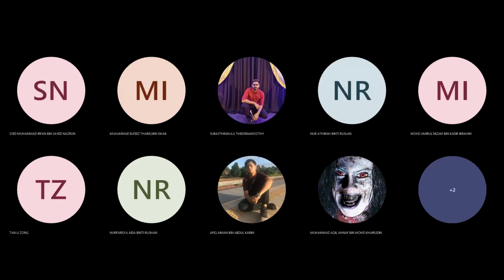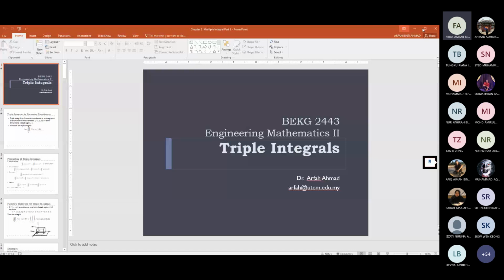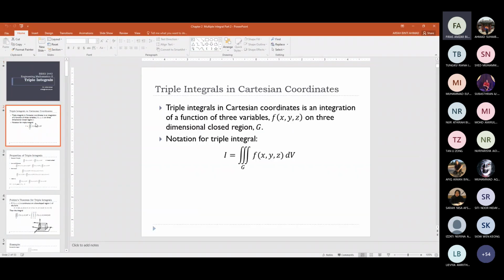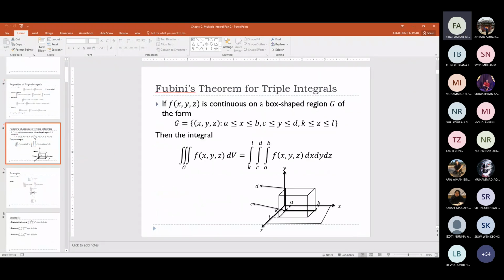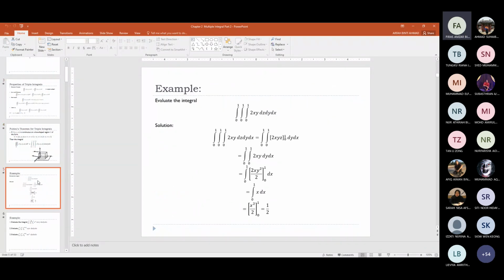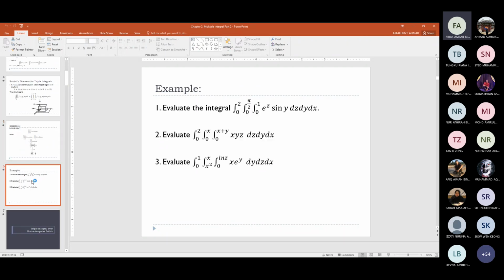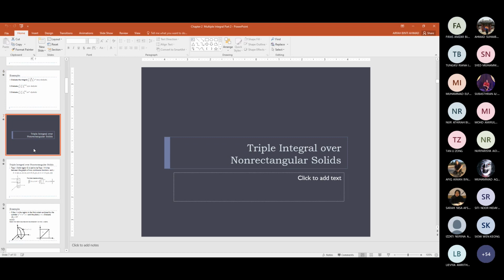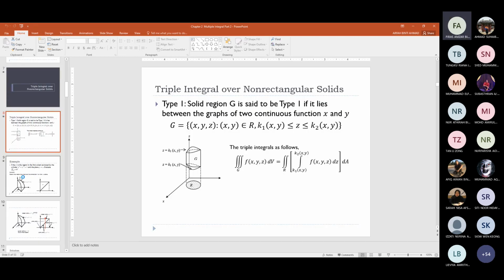Triple integral, yang mana awak ada triple integral, how you are going to find the volume of a solid. Okay, so we would like to find the volume of a solid, then we have gone through how you are going to evaluate the triple integral, and then we have gone through triple integral over non-rectangular solids, meaning that macam mana awak nak dapatkan type 1, type 2 and also type 3 region.